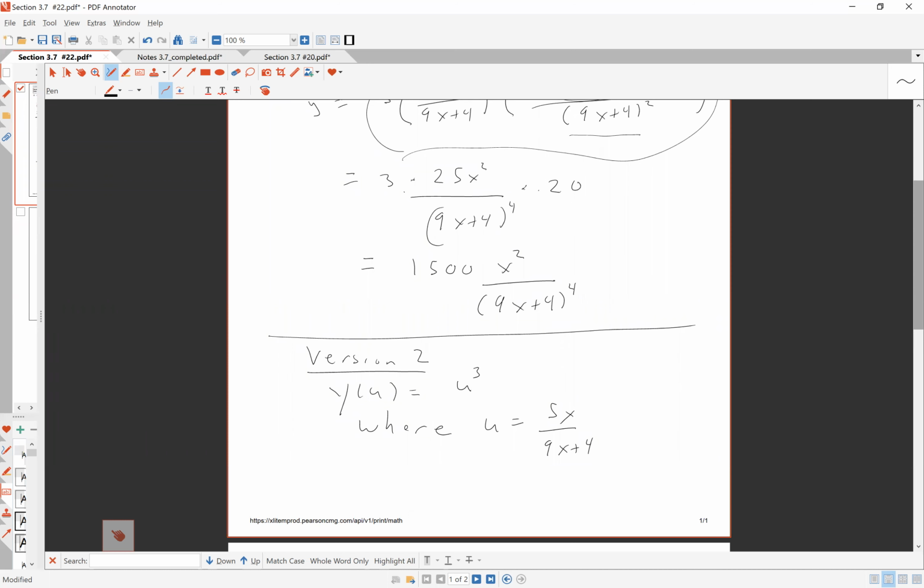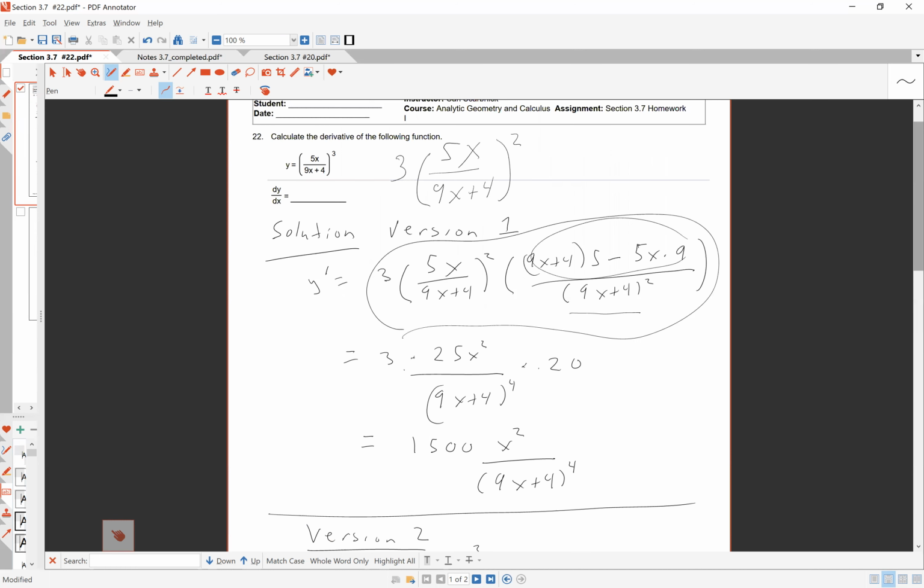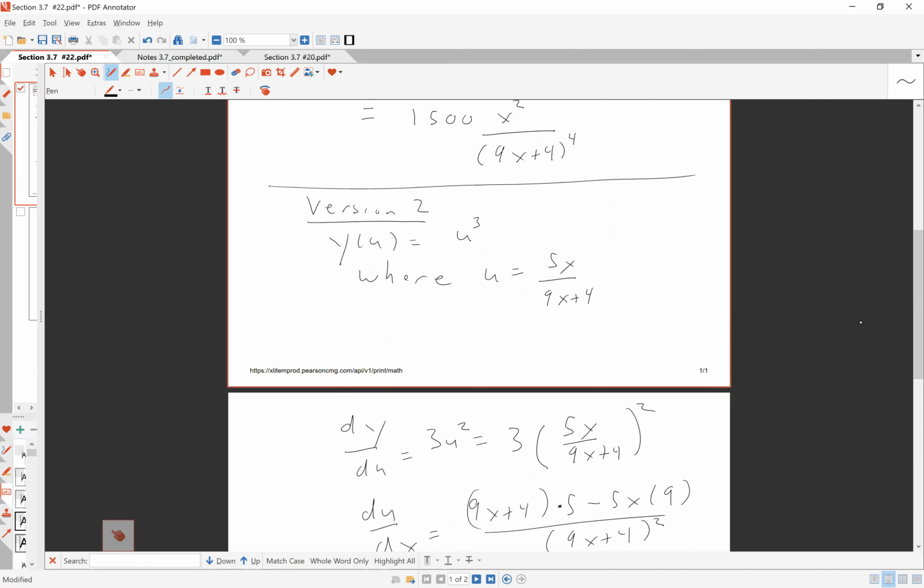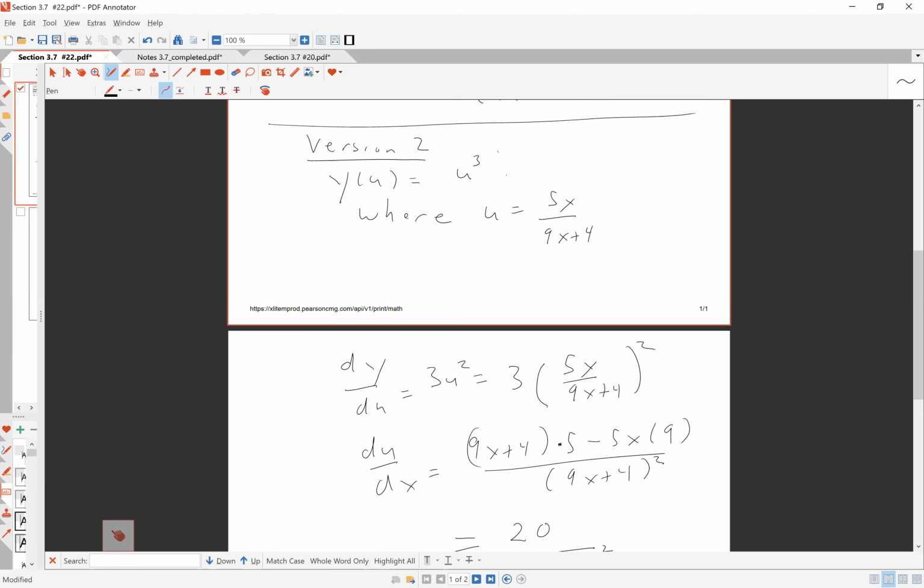Another version is, we can just recognize we're cubing something. So if you want to use the u substitution, if that makes it easier for you, then I really encourage you to do that. So we realize that we're cubing something. We write y of u is u cubed. In this case, u, the inner function, is 5x over 9x plus 4. So dy du is 3u squared, we drop the exponent down. And let's go back to x.